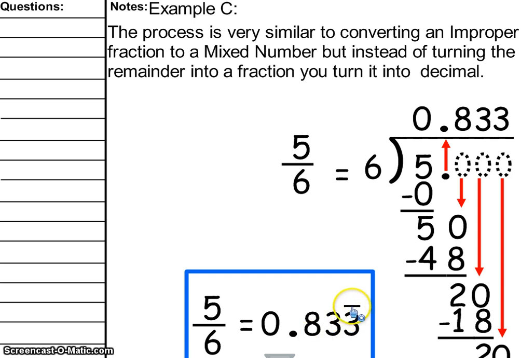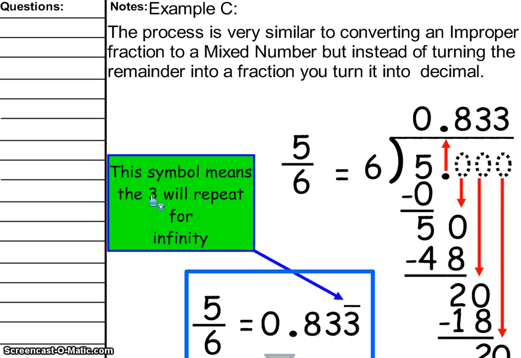Well, what is this little line right here above the 3? Well, this little line above the 3, it is a symbol that tells us that that 3 is going to be repeated infinitely. So instead of us having to write it down an infinite amount of times, which is impossible, we just use the symbol with the line over the 3 to show that this number repeats.